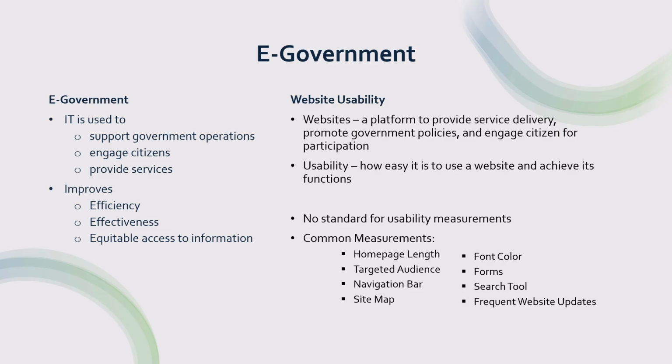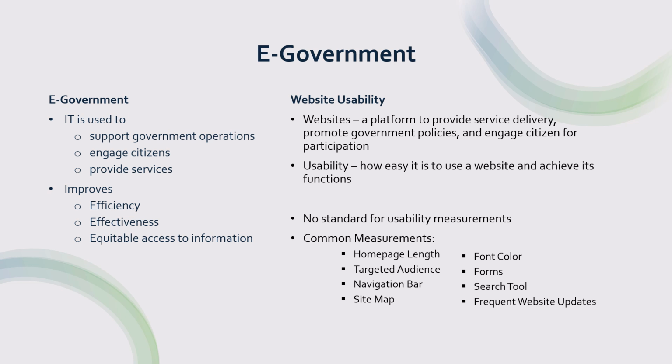So I quickly want to start with what is e-government and what is usability. E-government uses information technology to support government operations, engage citizens, and provide online services. It improves efficiency, effectiveness, and provides equitable access to information. Website usability: websites are a platform to provide online services, promote government policies, and engage citizens for participation. Usability is how easy it is to use a website and achieve its functions, and this can enhance user experience.